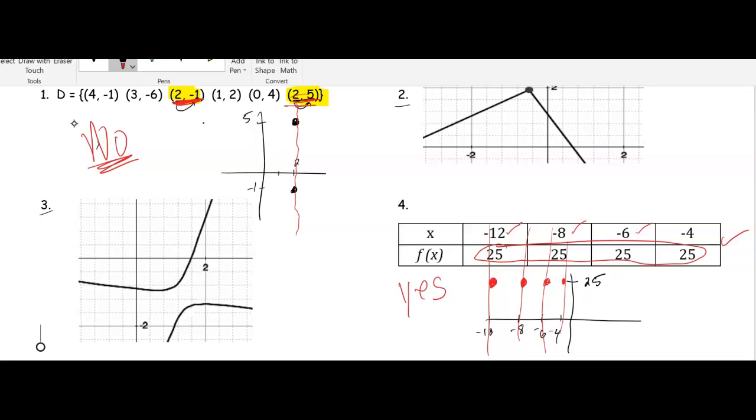So the x's cannot get paired with more than one y, but the y's can be paired with more than one x. All right, and that's kind of deliberately done in number 4 to make sure we're clear on that. All right.